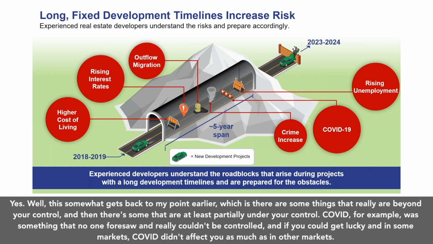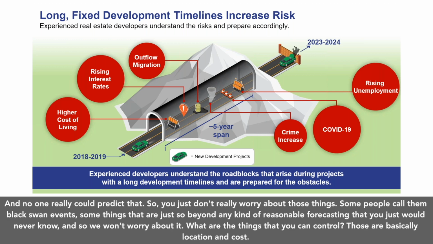Yes, well, this somewhat gets back to my point earlier, which is there are some things that really are beyond your control, and then there's some that are at least partially under your control. COVID, for example, was something that no one foresaw and really couldn't be controlled. And if you could get lucky, in some markets COVID didn't affect you as much as in other markets, and no one really could predict that. So you just don't really worry about those things. Some people call them black swan events, some things that are just so beyond any kind of reasonable forecasting that you just would never know. And so we won't worry about it.